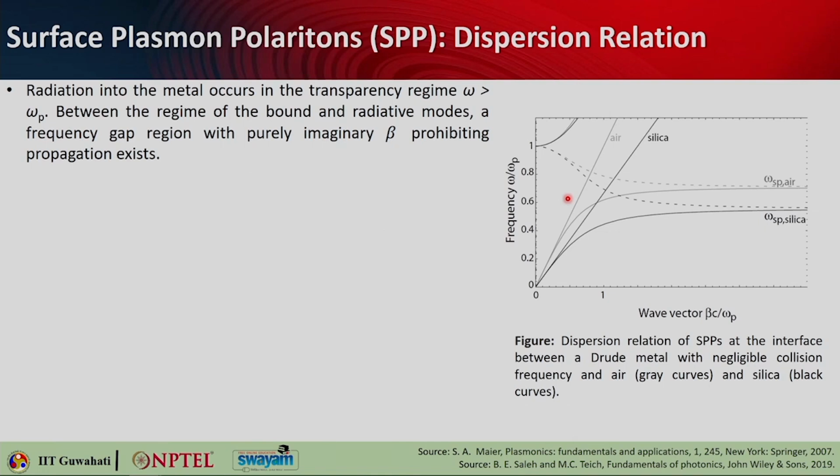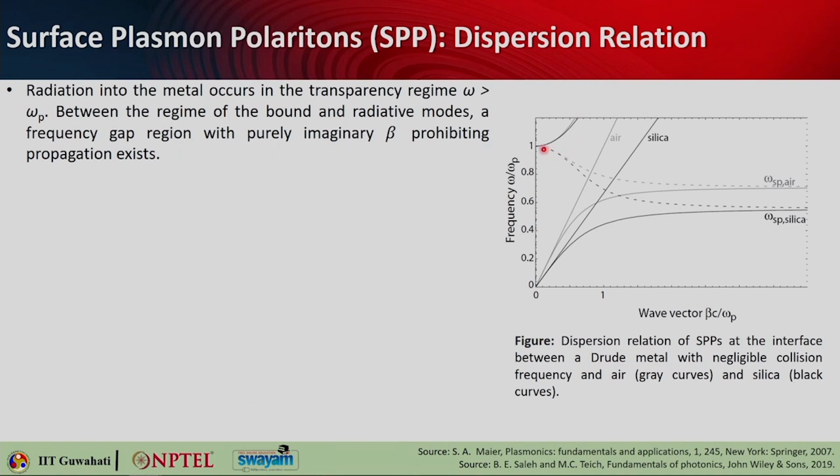Now, there are certain regimes in this graph which also need special attention. First of all, radiation into the metal occurs in the transparency region. So, what is the transparency region? It is when the frequency is more than the plasma frequency, that is, when omega over omega p is greater than 1. So, if you draw an imaginary horizontal line at omega by omega p equals 1, anything above this is the transparency region, okay. So, the radiation into the metal will occur in the transparency region.